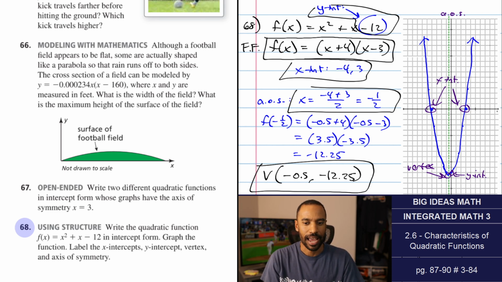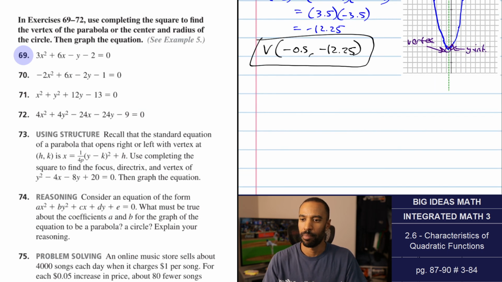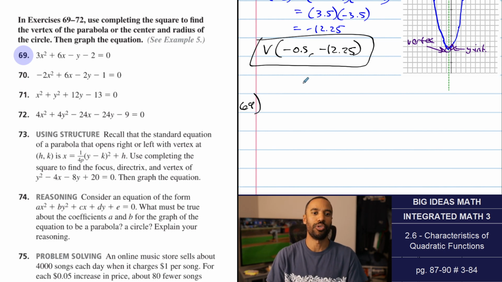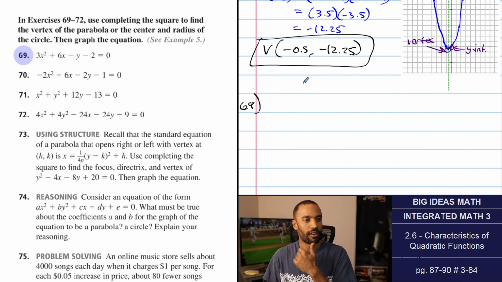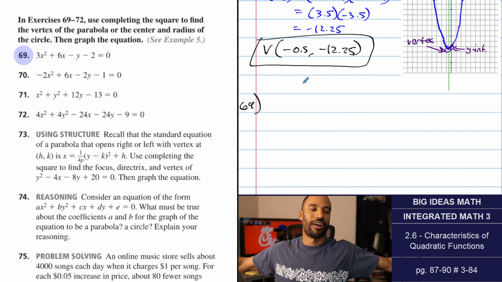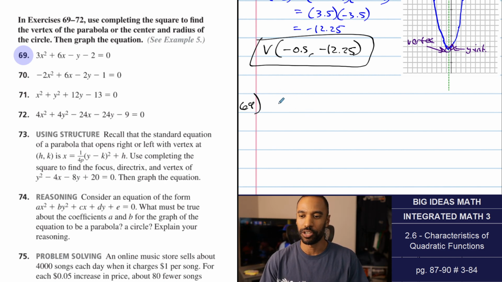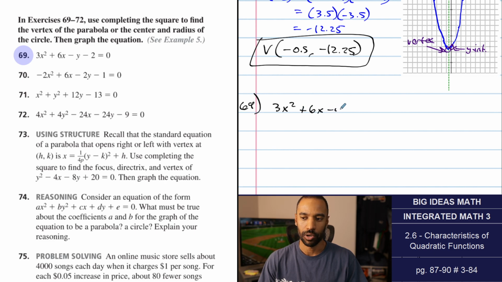All right, number 69. We are at almost 3 hours here. Maybe pressing for time. 16 problems to go. 69 to 72: use completing the square to find the vertex. It was so long ago that we spoke about this. Use completing the square to find the vertex of the parabola or the center and radius of the circle, then graph the equation.